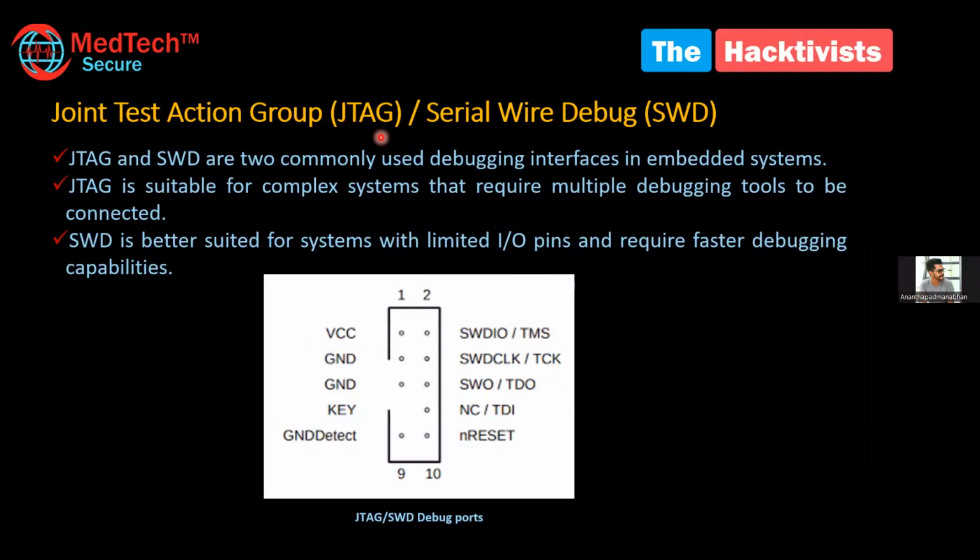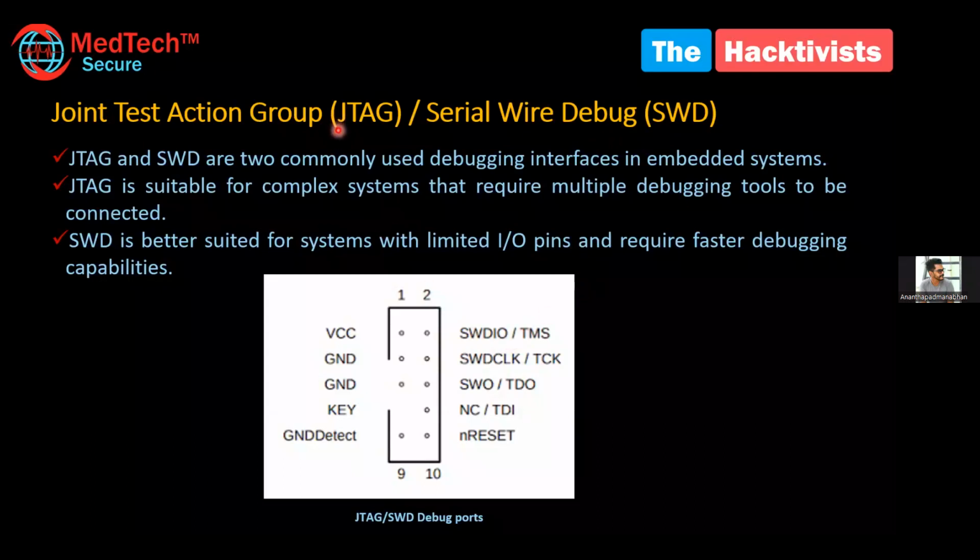JTAG is intended for high-end devices. For easy understanding, you can see this diagram in this slide, where there are multiple points being marked. Here you can see some points with TMS, TCK, TDO, TDI, the ones starting with T. These four pins are from JTAG, and this one starting with SWD is of the SWD protocol.